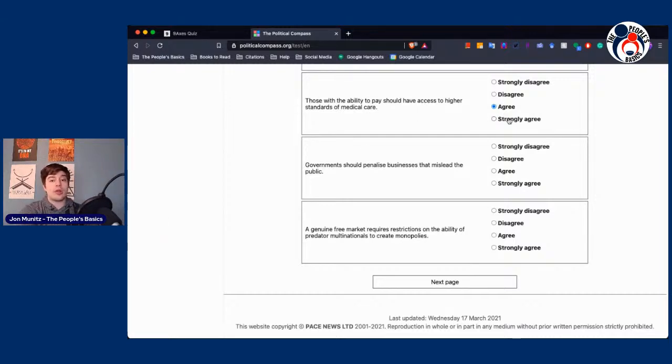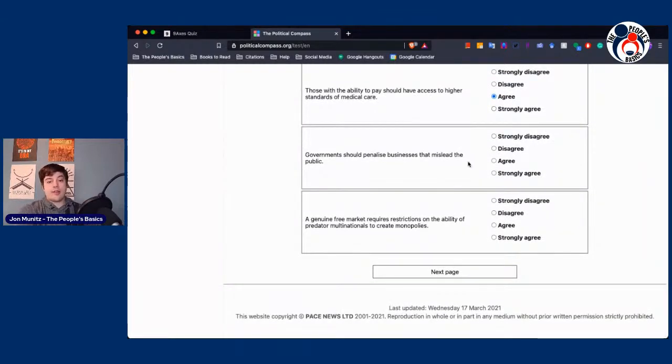The reason I'm not doing strongly agree is I do not think people should be able to pay to jump the line. That is the one thing that I don't agree with. I do not want to have any corruption in the system where someone can simply pay more to hop the line. That is how you're going to still keep the same problems of our existing system of poor people not being able to get healthcare that they desperately need. So only agree. Next, governments should penalize businesses that mislead the public.